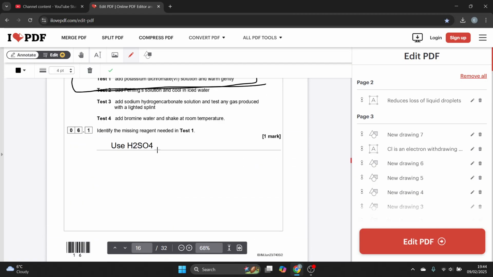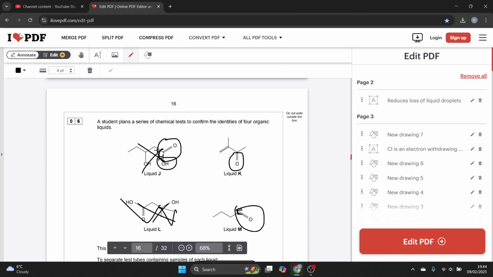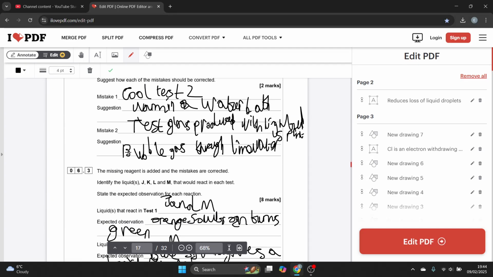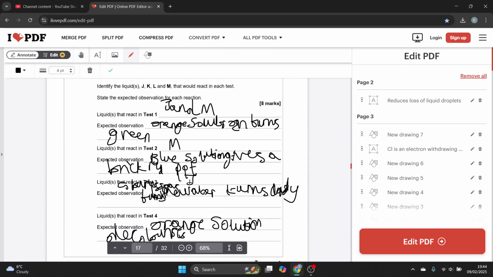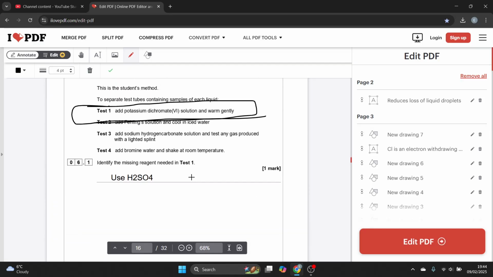Test 3, add sodium hydrogen carbonate solution, test any gas produced with a lighted splint. J and L, because they're both carboxylic acids. Look, COOH. That's J and L. Use sodium hydrogen carbonate to test for carboxylic acids.